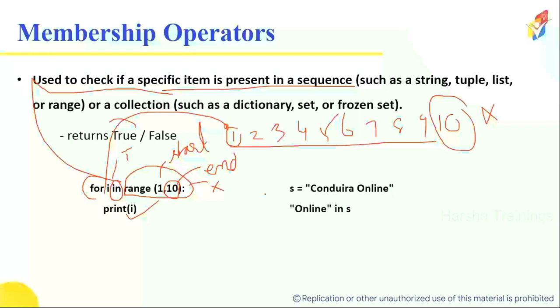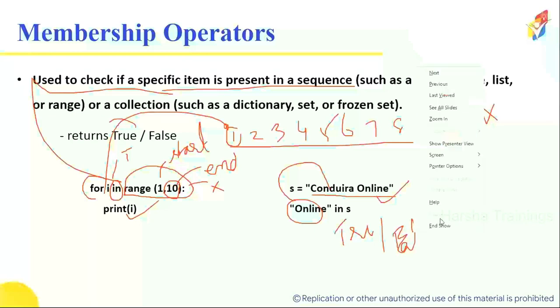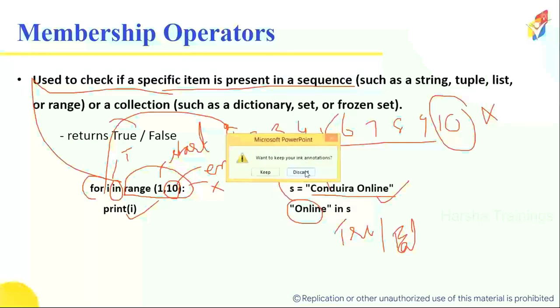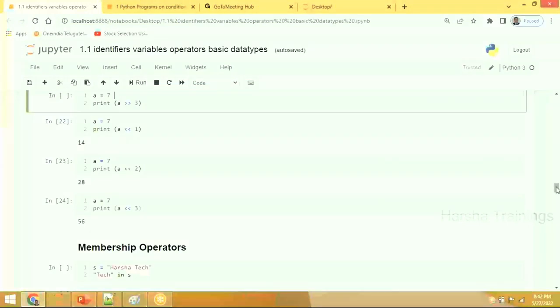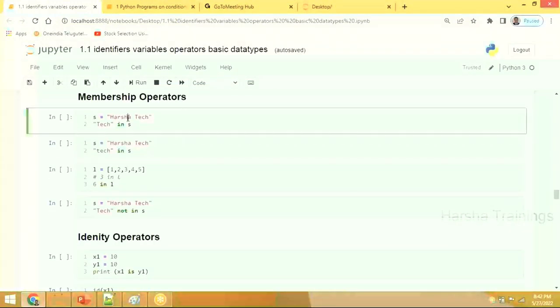Now these are called a sequence of characters. If I want to find a substring, is it a part of the string? If it is a part of the string, I will return true, otherwise false. Clear? Now shall I demonstrate in Jupyter notebook? The for loop will take one more day to get into. Now, Harsha Technologies: is tech a part of the string? If it is, the in operator returns true.